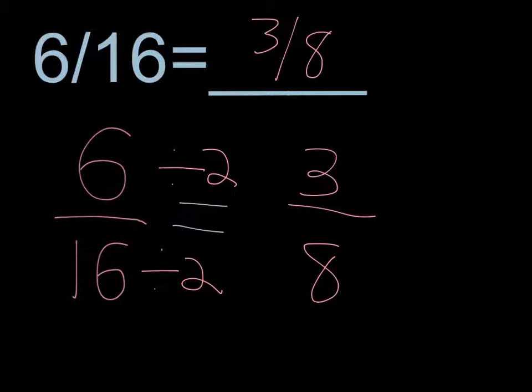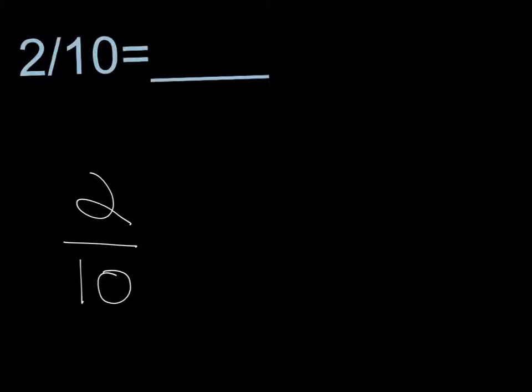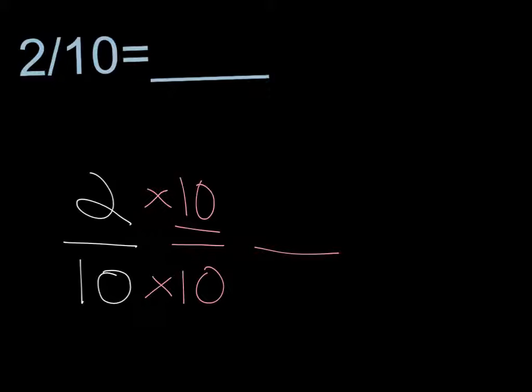Remember, you can use totally different numbers than just dividing by 2. For the next one, let's do multiplication, and we will multiply by a larger number than 2. So now we have 2 tenths. Let's multiply this one by, let's say, 10. We're going to multiply the numerator and the denominator by 10. So 2 times 10 equals 20, then 10 times 10 equals 100.